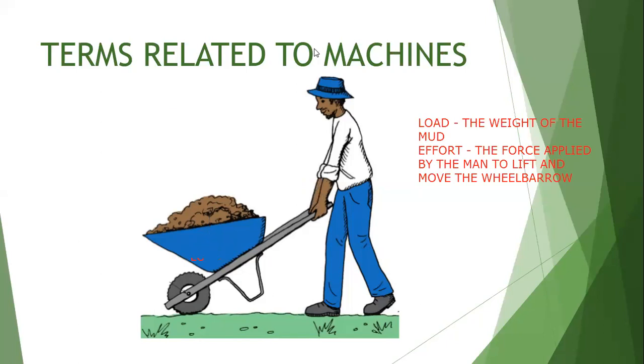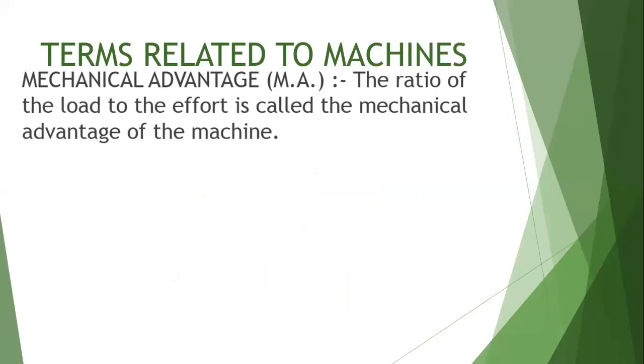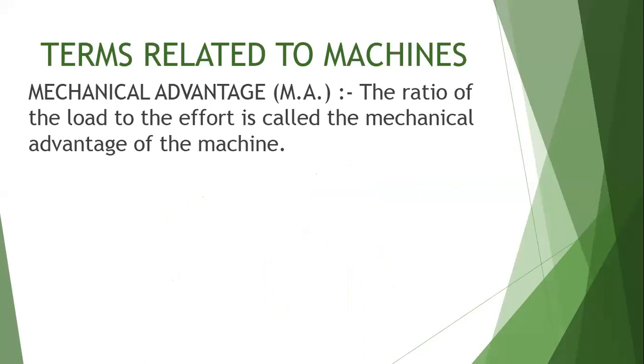Clear, class? I hope now all of you are quite clear with the terms associated with load and effort. Now we will look at one more interesting term. Another important term is mechanical advantage. Now, what is mechanical advantage? The definition goes: the ratio of the load to the effort is called the mechanical advantage of the machine.